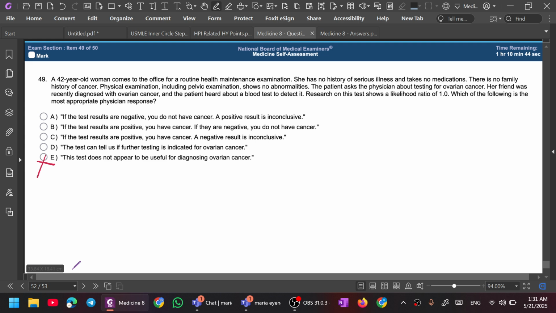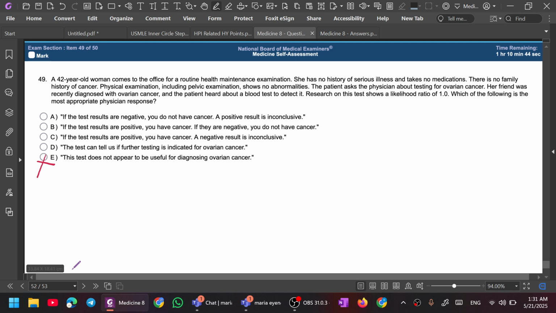A likelihood ratio greater than 1 increases the post-test probability, whereas a ratio less than 1 decreases the post-test probability. In this case, a likelihood ratio of 1 indicates that the test will neither increase nor decrease the post-test probability, meaning that it will not be useful in diagnosis of ovarian cancer in this patient. Okay, makes sense, I think.